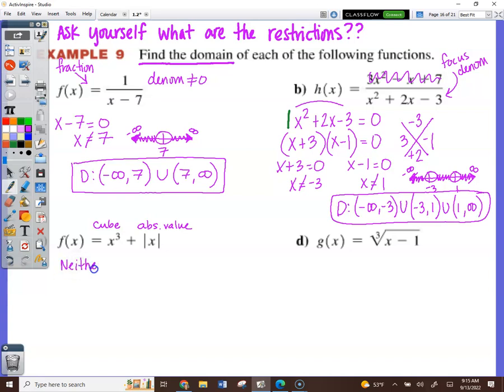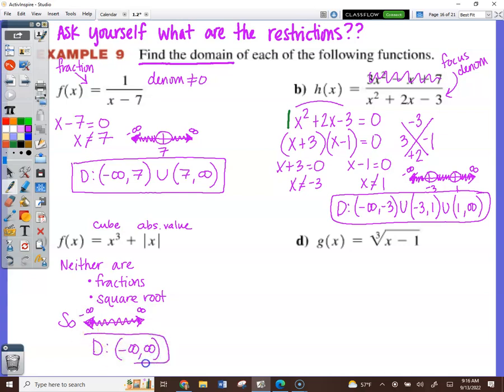Neither are fractions, square root. So you have this big old number line, the whole thing is shaded, which translates to your domain is all real numbers.